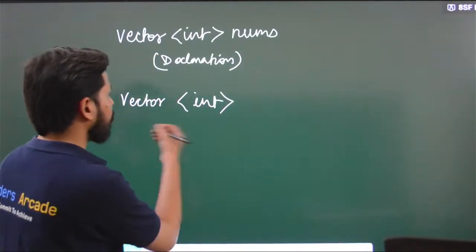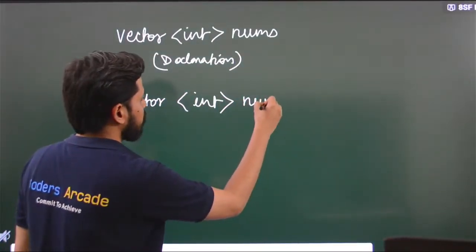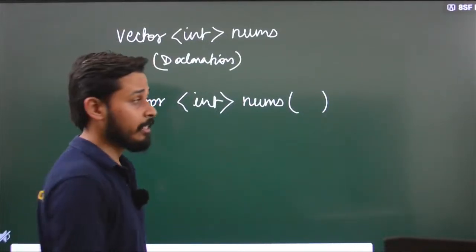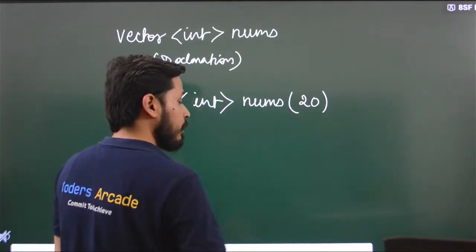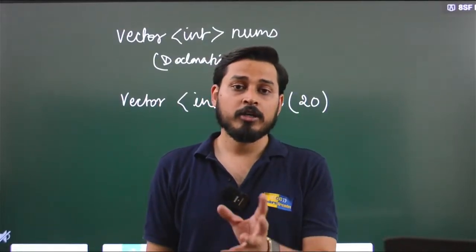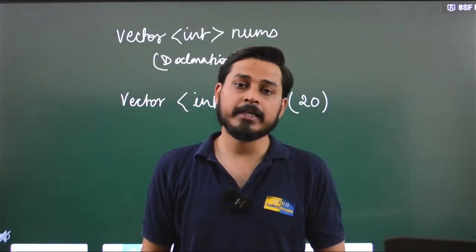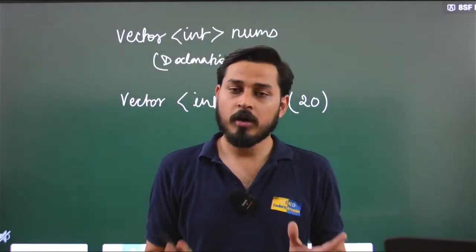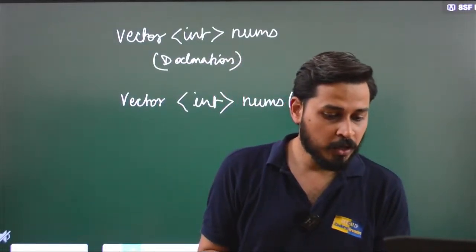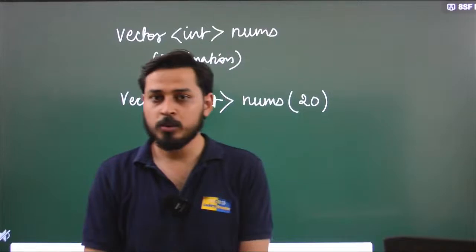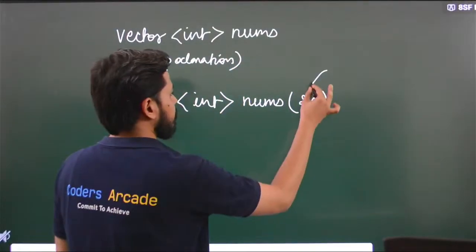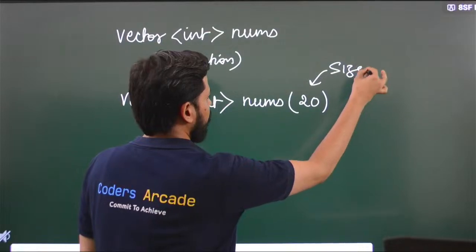So I can say vector of type int, and I said nums. If I want to give the size, I will give the size in this bracket, and whatever size I give, I said 20. Now the size of this vector is 20. I can hold 20 elements into this vector easily. Are you getting my point? I hope you are able to understand what I am trying to say. Correct? So this is the size given to this vector.